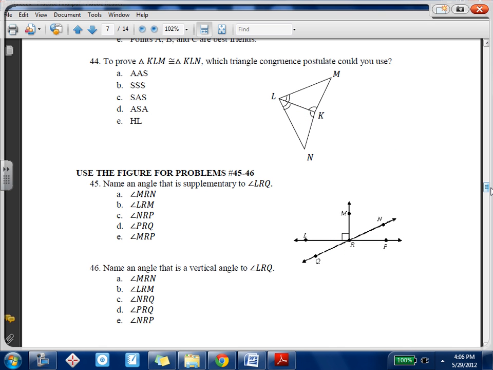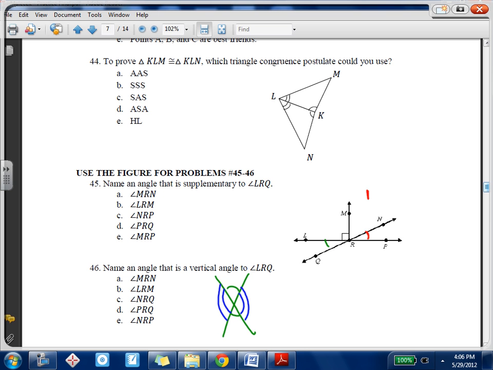Name an angle that is vertical to LRQ. We're still talking about LRQ. Vertical, remember, this angle is vertical with this one. This obtuse angle is vertical with this obtuse angle. All vertical angles are always congruent or equal. So if we're looking at LRQ, we're going to find the one that's directly across from it. The one that's directly across from it is right here.